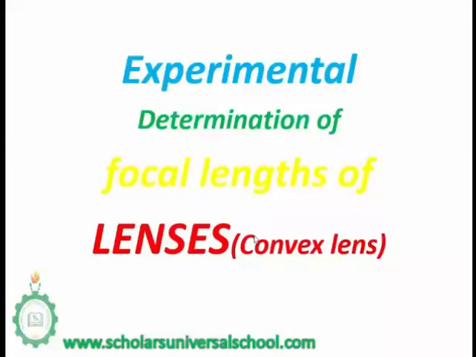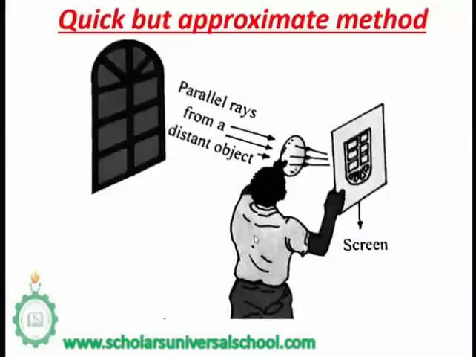So now, experiments to determine the focal length of lenses. We just use a convex lens generally. The first one is a quick but approximate method. Just like the same thing for the mirror, you have a screen, which you can see being held by the boy here. You try to make the rays from a distant object converge on this screen. So you have your converging lens.